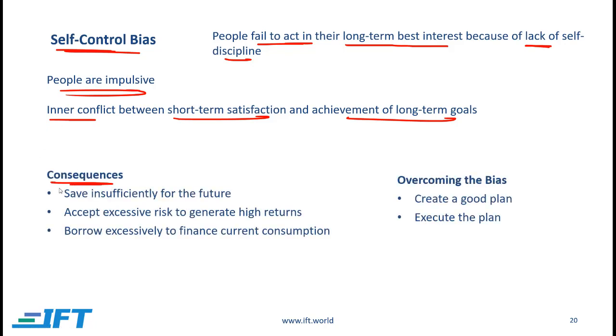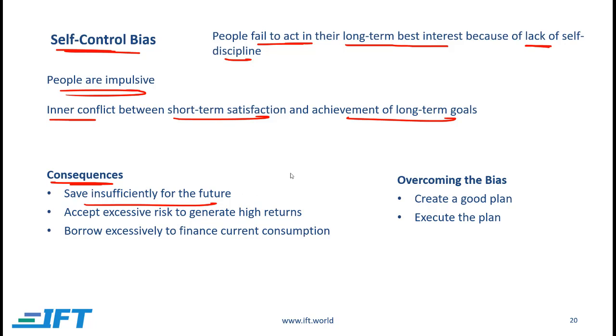What are the consequences? One consequence is that people might not save enough for the future. So obviously, it makes sense to save for retirement, but an impulsive action might be to buy a new car or to buy some gadget that's not really needed. And this would imply that people don't have enough funds for the future.